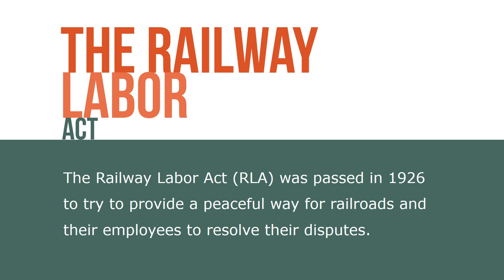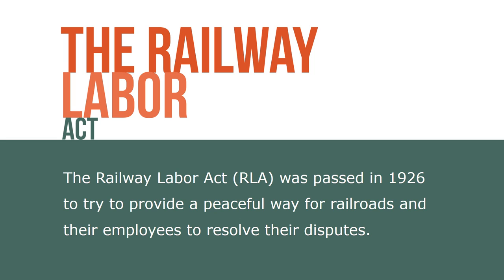Prior to the 19th century, five laws had been enacted to handle rail labor disputes. Nonetheless, labor unrest in the railroad industry continued. Violent strikes and lockouts interrupted rail transportation of people and goods in the United States, adversely affecting the economy. The Railway Labor Act, or RLA, was passed in 1926 to try to provide a peaceful way for railroads and their employees to resolve disputes. The RLA applies to the common carrier rail service and commercial airline employees, the latter of whom were included in the act through provisions passed by Congress in 1936.